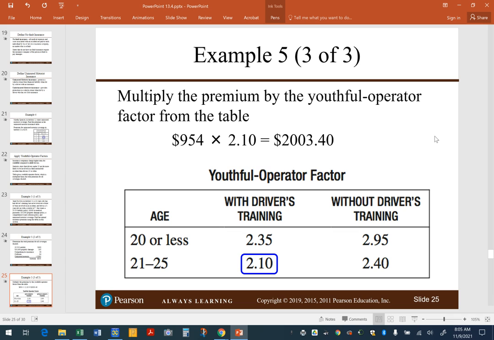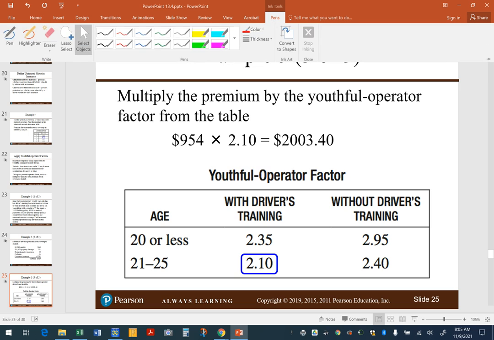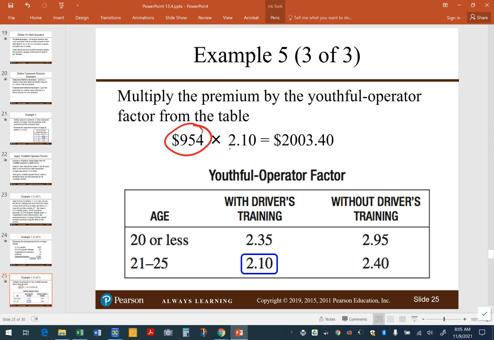In this example, the person is 22, so she falls into the next row, and she did take driver's ed, so her factor is 2.1. If she didn't have driver's ed, it would have been 2.4. So that $954 that we just calculated on the previous screen gets multiplied by 2.1. So her annual premium is $2,003.40 instead of $954. So you can see in this example how the youthful or young person costs a lot more to insure than someone that's over age 25.